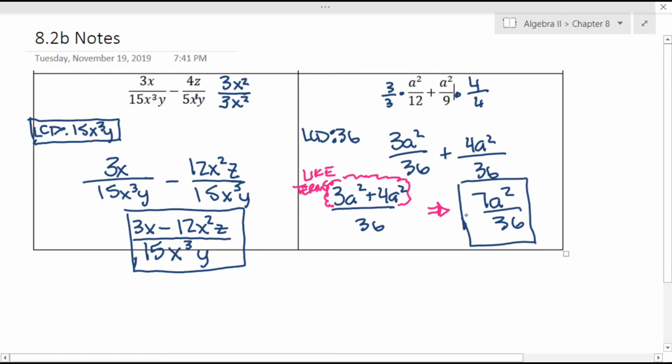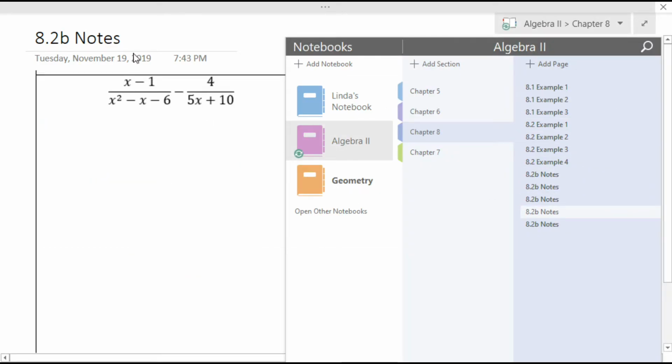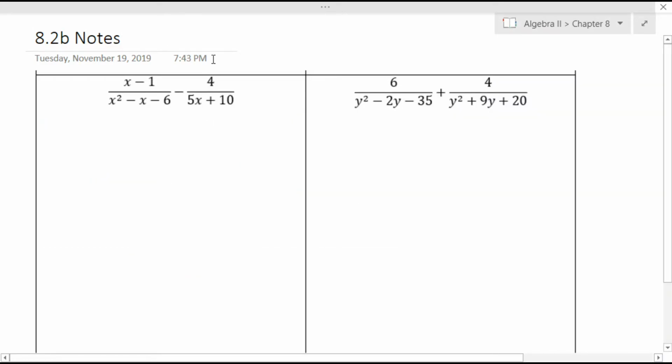All right, on to the back. We're going to do the same thing. Oh, I want you to skip the first 2 problems and go down to the bottom 2 problems. So we're going to do this one, the x minus 1 over x squared minus x minus 6 first before we do those top 2 problems.